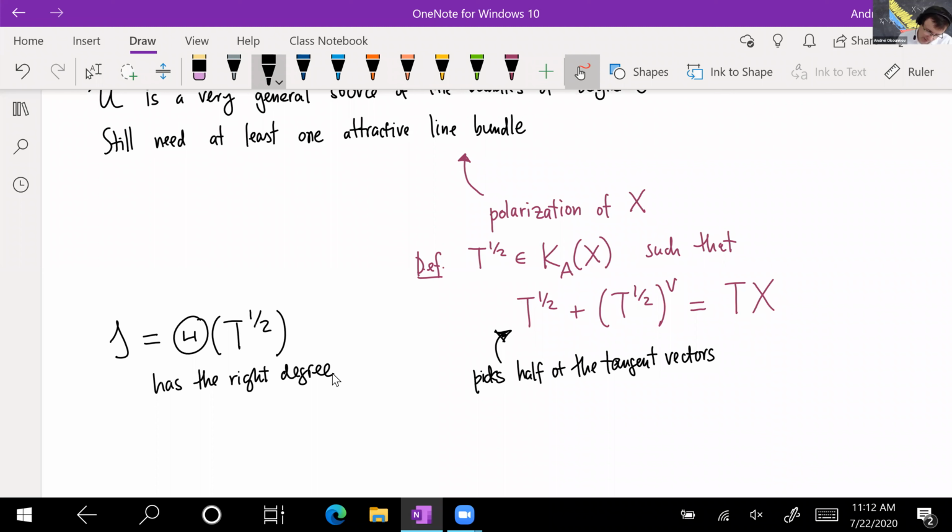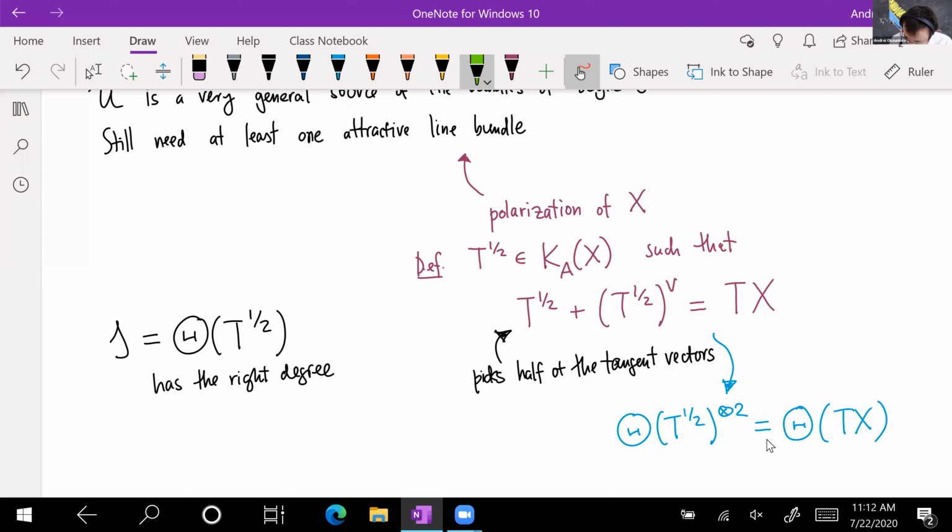In general, this equality translates to the fact that the theta bundle of theta 1/2, tensor squared, equals the theta bundle of TX. So for a compact S, this is like the canonical bundle, but let's not go into that. Picking a polarization is like picking a square root of the theta of the tangent bundle. It's like a square root of the canonical.